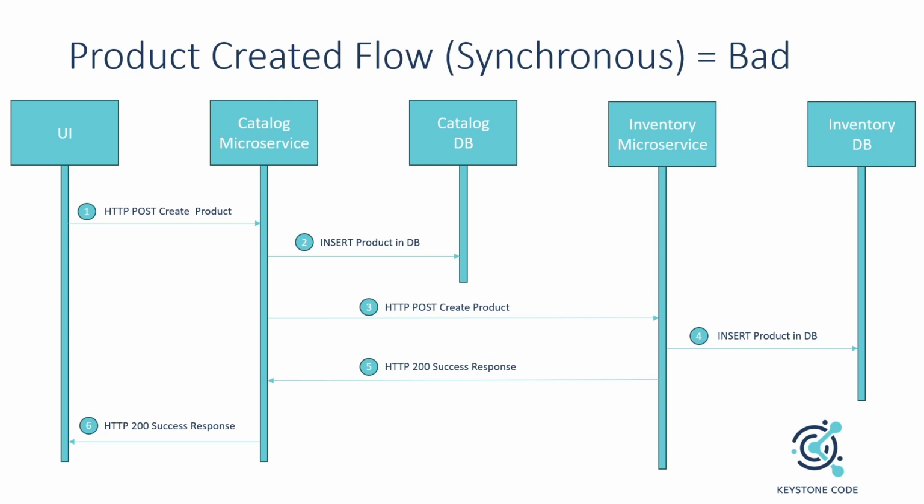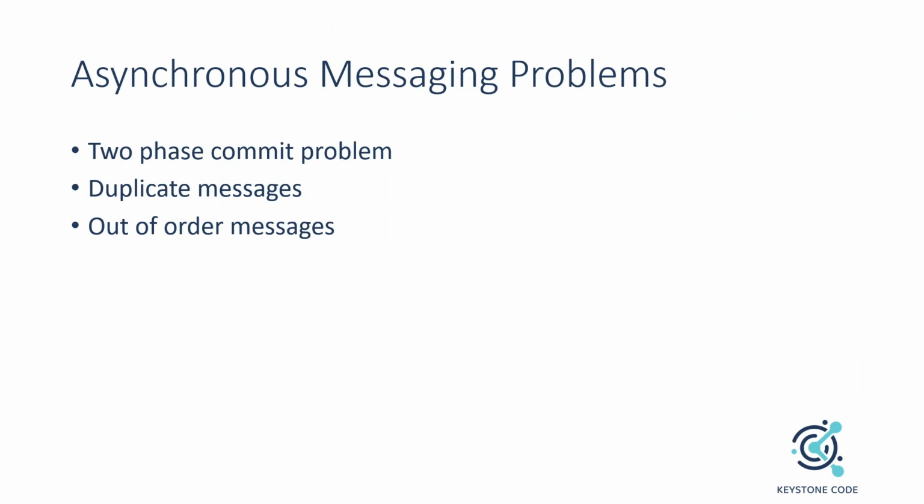But at the same time, that means we're going to use integration events. That introduces a new set of problems, really just around these three things: the two-phase commit problem, duplicate messages, and out of order messages. We'll be taking a look at that in a lot more detail when we actually write our code in our next video.